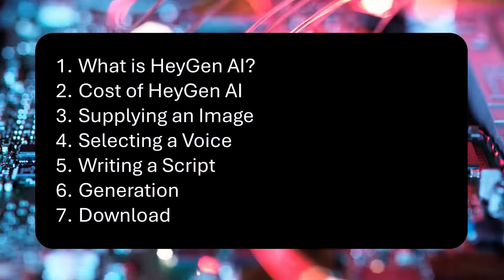Let's begin by looking at what we're going to cover in this lecture. First, we're going to look at what is HeyGen AI and its lip sync capabilities. Then we're going to look at the cost of HeyGen AI. It's fairly expensive. Then we're going to look at supplying an image to HeyGen. You can either upload an image, upload a video, use AI to generate an image, or use one of the canned avatars supplied by HeyGen.